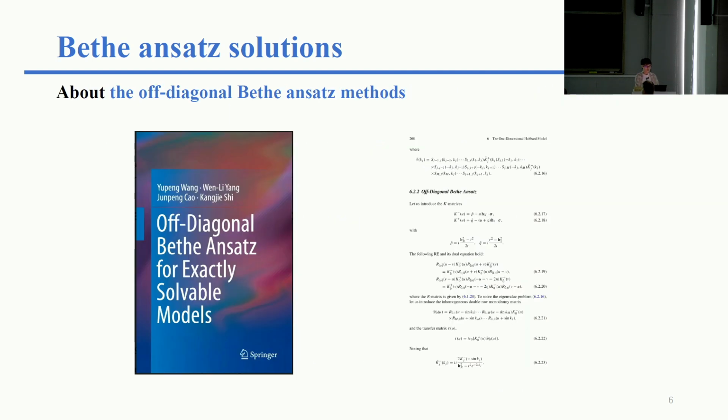And if you want to know more details about the off-diagonal Bethe method, you can read this book, Off-Diagonal Bethe Ansatz for Exactly Solvable Models. In this book, there are many one-dimensional spin chains with general boundary conditions, and they give the exact solution of the eigenvalues and the eigenstates.